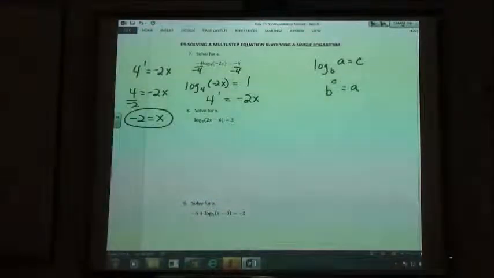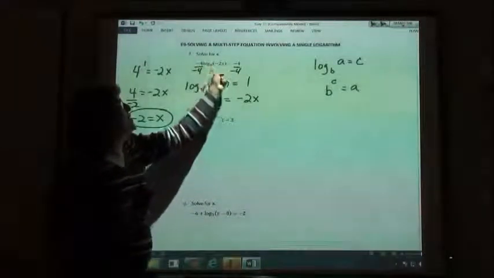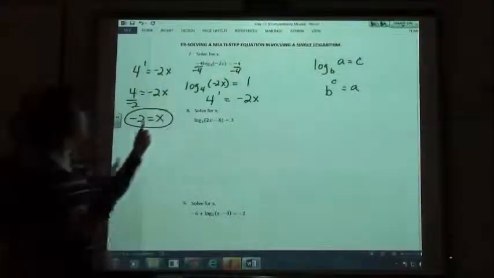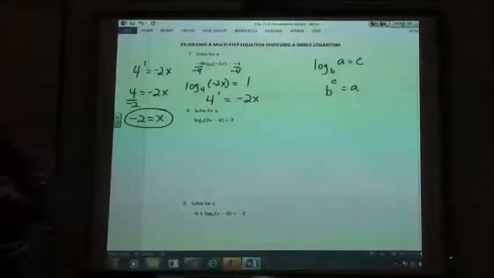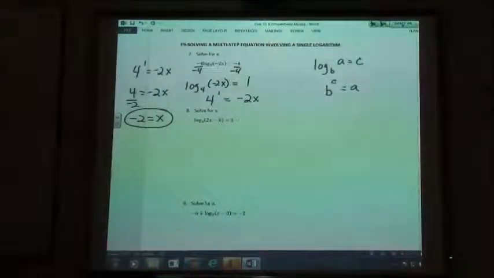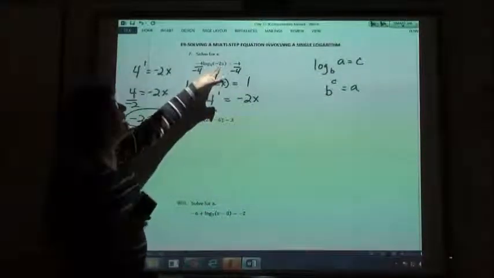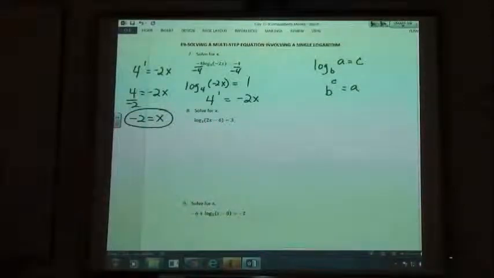Now, you have to be careful, I probably shouldn't have circled that quite yet, that I check. I cannot have a negative in this part. But what happens when you do negative 2 times negative 2? Negative 2 times negative 2 makes it a positive 4. So it's okay to have a negative 2 answer, but it is not okay once you put it in to have a negative 2 in there by itself, because you can't do the logarithm of a negative number.